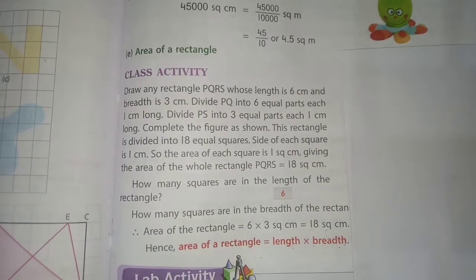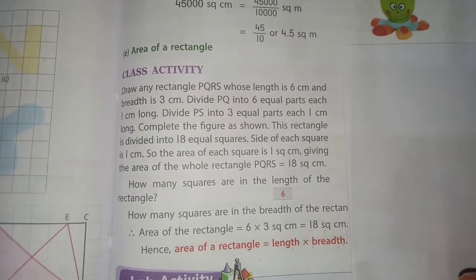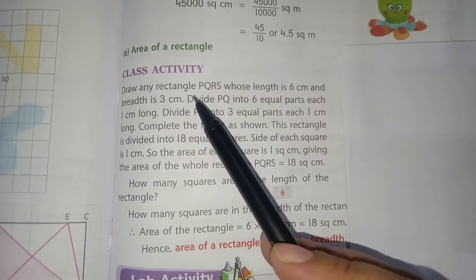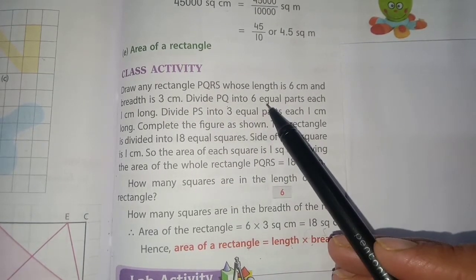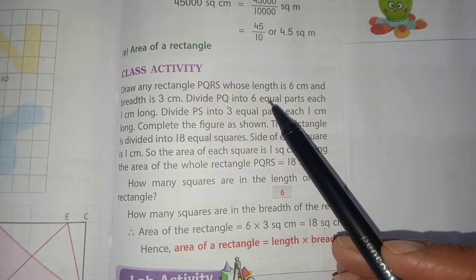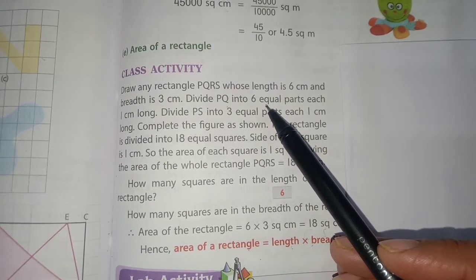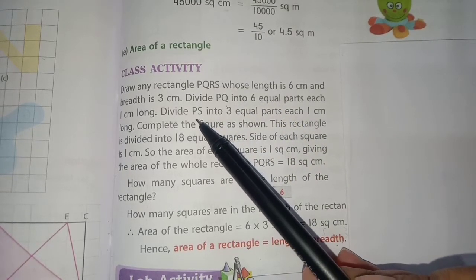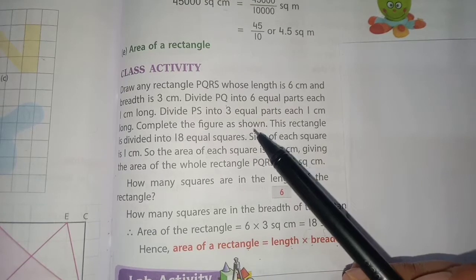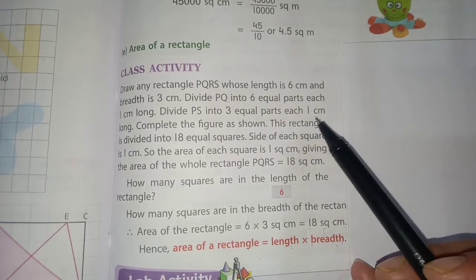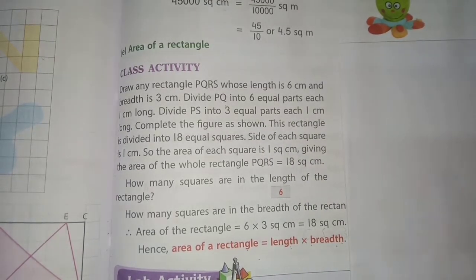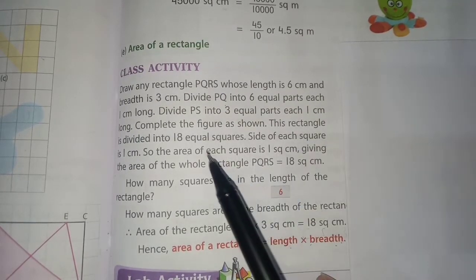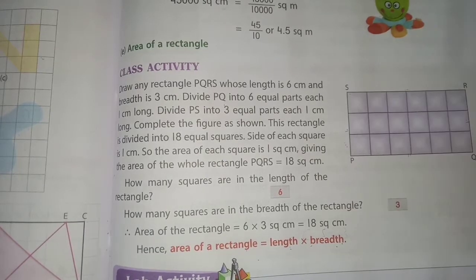See, suppose you have a rectangle PQRS and its length is 6 cm and breadth is 3 cm. Now, you have to divide the length PQ into 6 equal parts in such a way that each part is equal to 1 cm long. And then you have to divide its breadth, that is the shorter side PS, into 3 equal parts in the same way, so that each part is 1 cm long. So complete the figure as shown here.